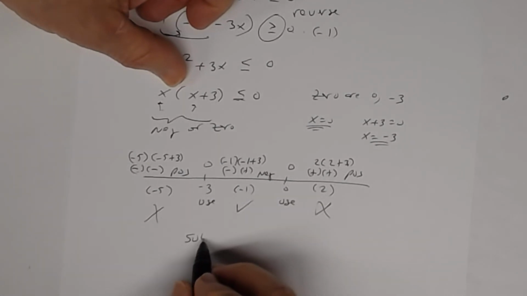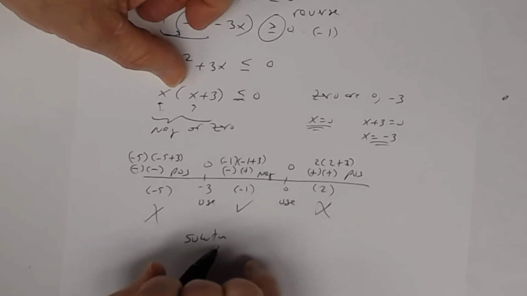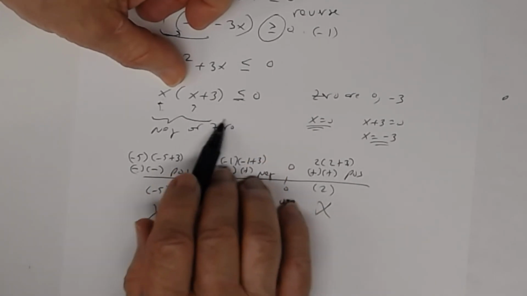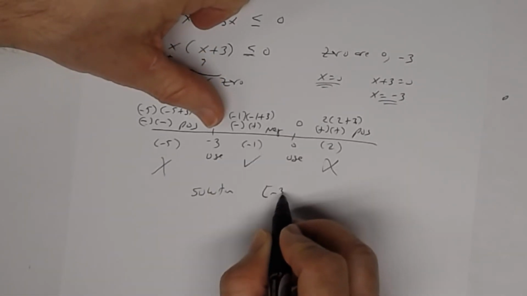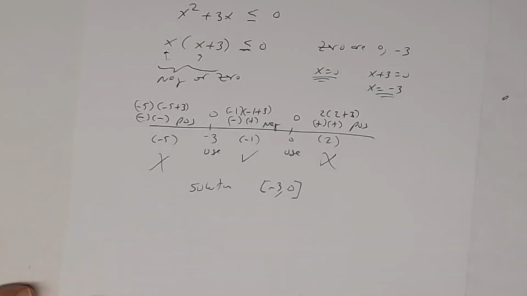So your solution, now that's where you have to ask yourself, when I use those zeros, am I going to use brackets or parentheses? No, it's the equal sign. So you can use brackets. So I'm going to go from negative 3 to 0, bracket. And that's it. There's your answer.